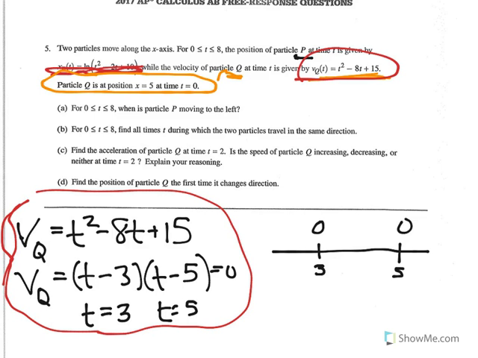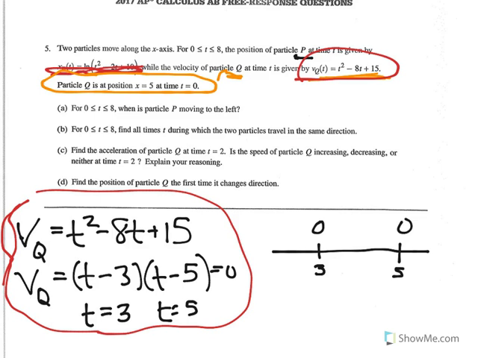Now, this is about the level of factoring that I ask you to do on a non-calculator problem. So I factored this equation right here, and you'll see it's pretty straightforward. I got t minus 3 and t minus 5. So I know that the velocities at those 2 points were 0. So now I have to test numbers in those intervals to see what the velocities are.